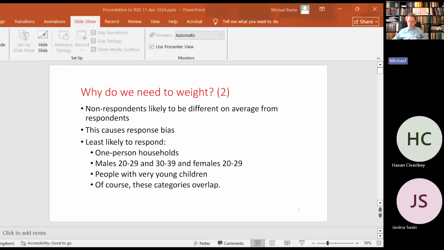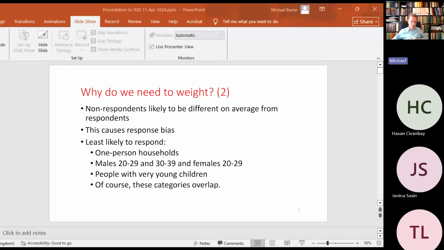And if the non-respondents are totally at random, that doesn't really matter. But if they're systematically different from the ones who do respond, you've got a problem. So in my experience, the ones who are least likely to respond are one-person households, youngish males, 20 to 39, and to a lesser extent females, 20 to 29, and people with very young children. Of course, these categories overlap. A lot of one-person households are young adults, and a lot of people with very young children are young adults.